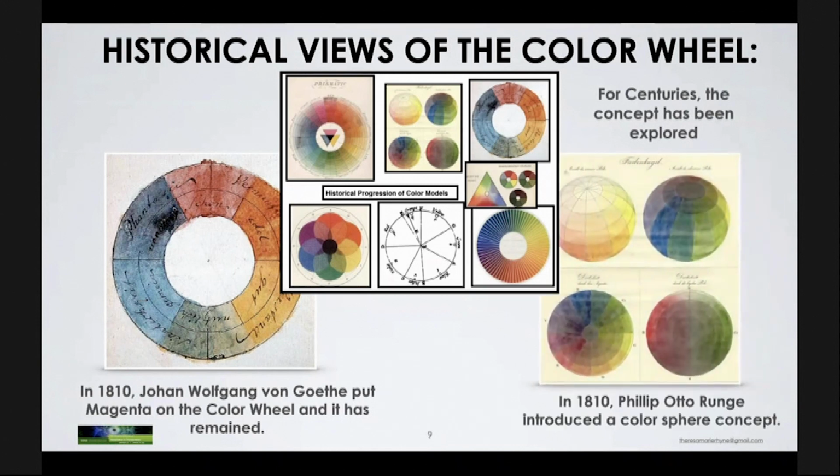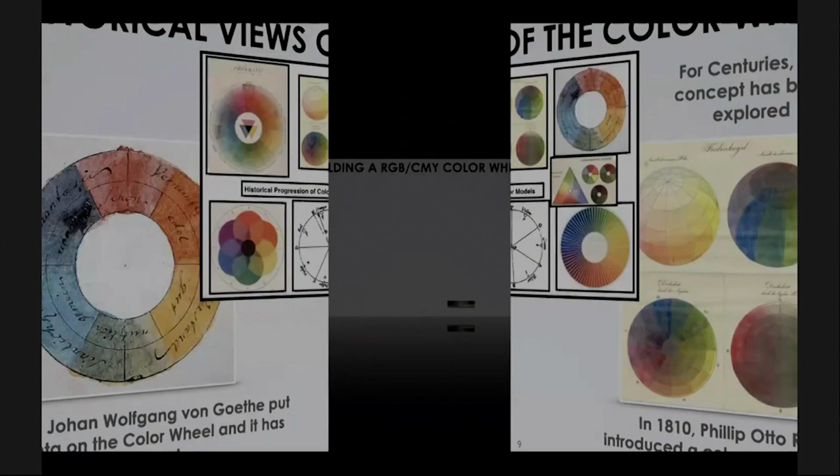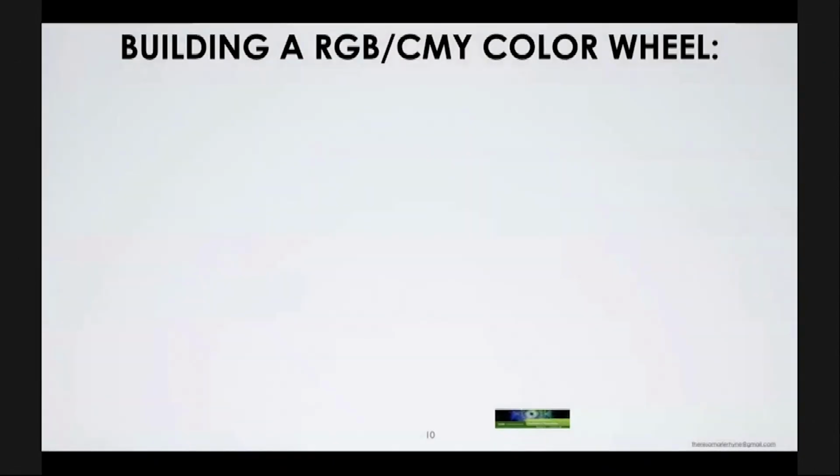It also turns out at the same time, there was a guy named Runge around 1810 who proposed the first idea of a 3D color space. Think of it as a beach ball. And we're going to talk about that a little bit further in this lecture.